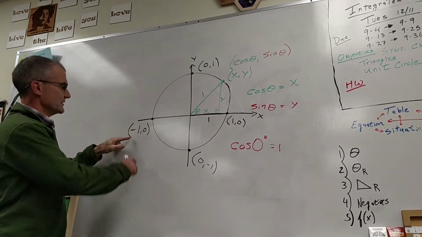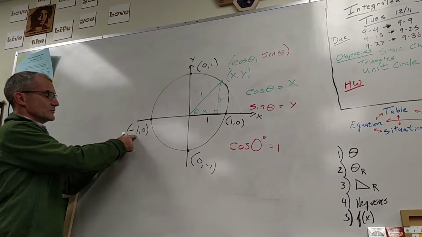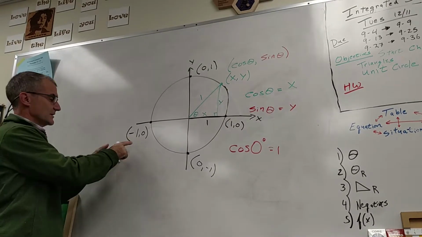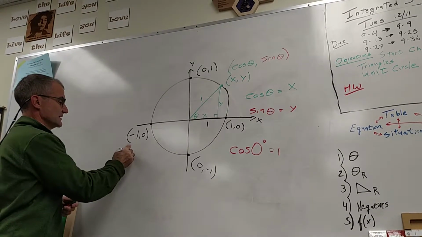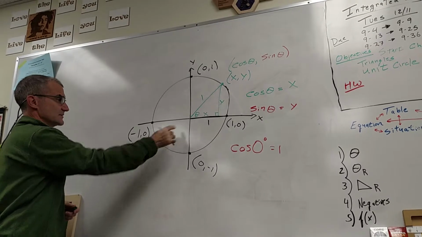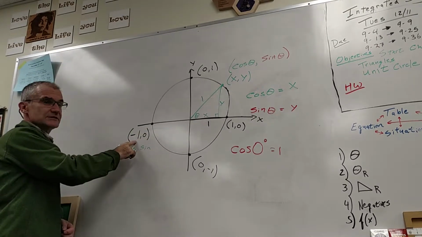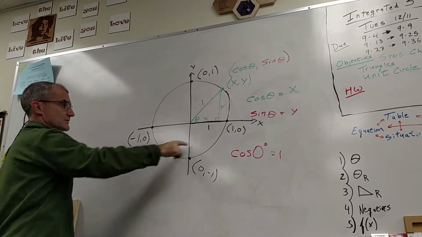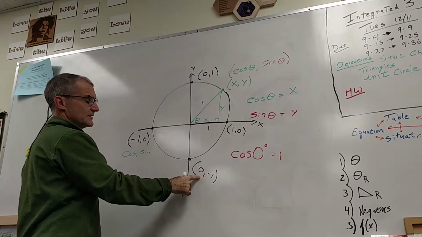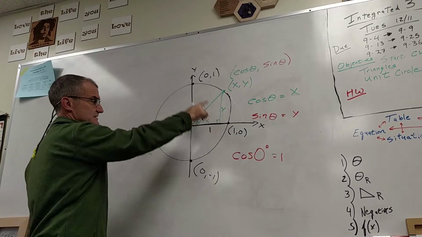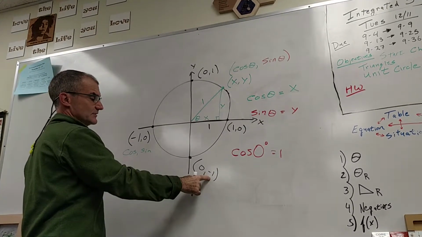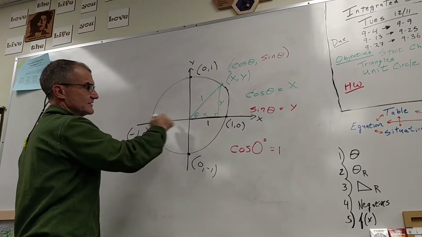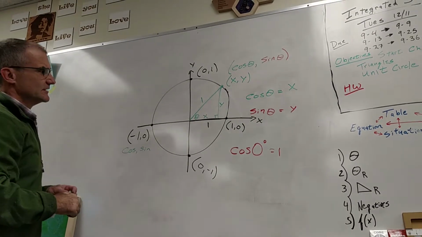Cosine of 180 would be over here. Cosine of 180 would be the first term, because cosine's first. Cosine and then sine. So cosine of 180 is negative 1. Sine of 180 is 0. Cosine of 270 is 0. Just like sine of 270 is negative 1. So that's how you can figure out those 4 imaginary triangles.